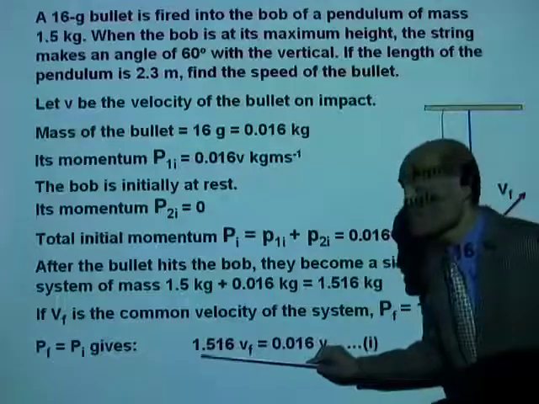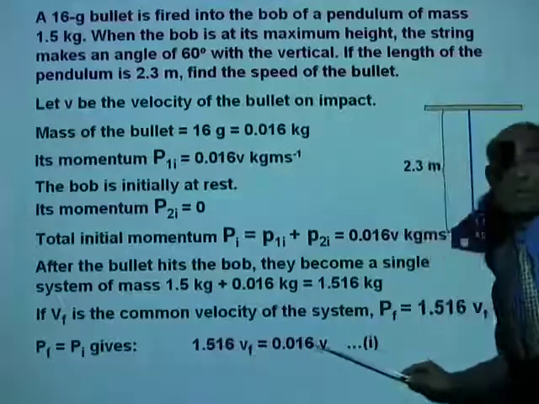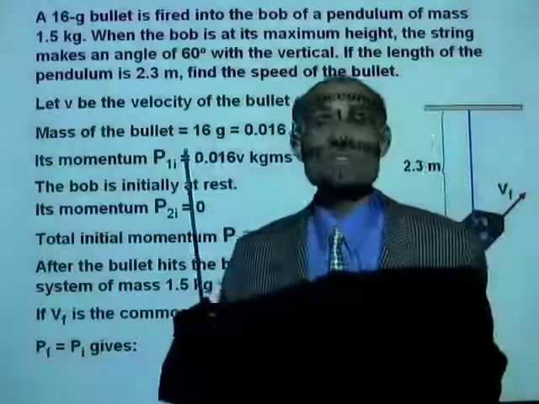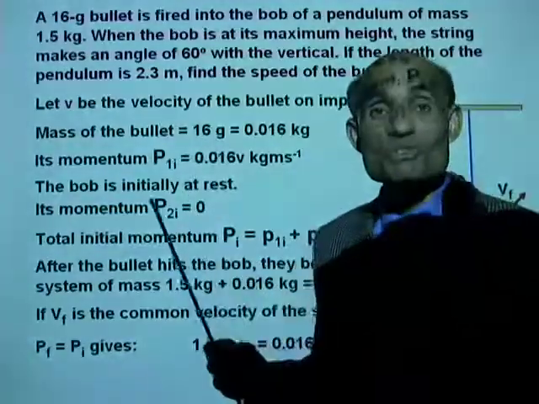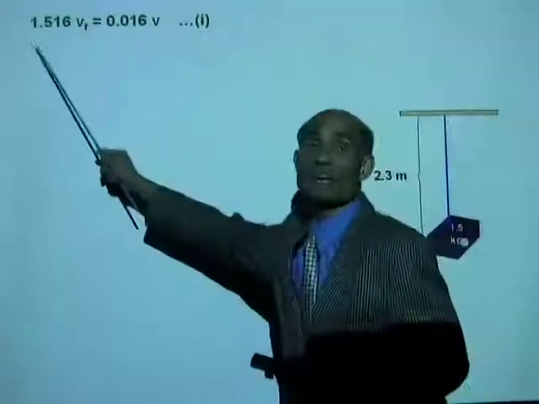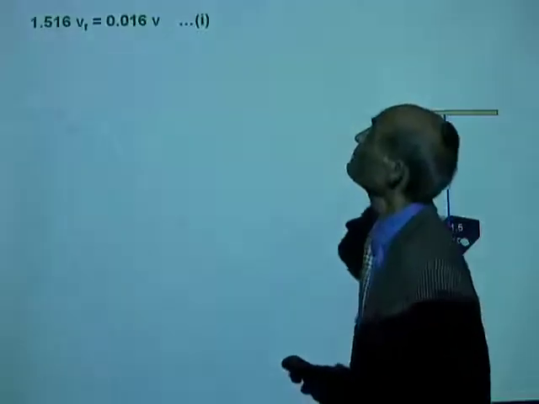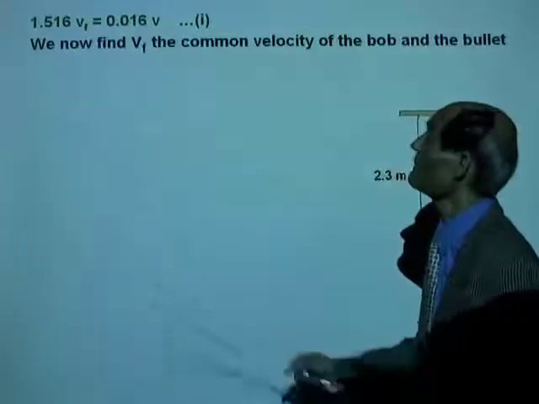So using the conservation of momentum, we got one equation. We will now go and use the conservation of energy to produce another equation. Let's do that. So this is the first equation: 1.516 Vf equal to 0.016 V.